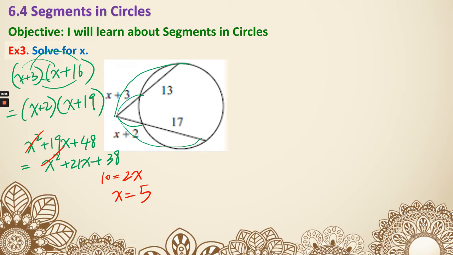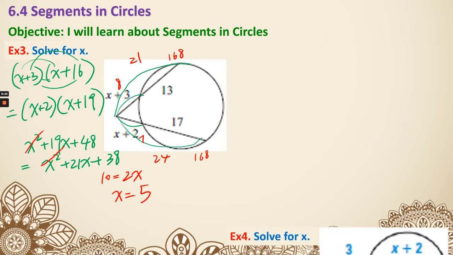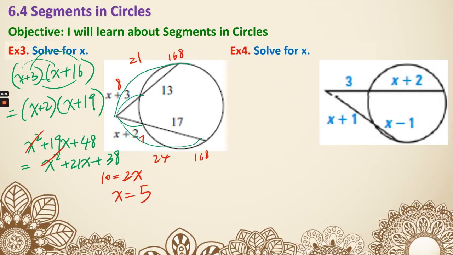You can always put it back in to check. When x equals 5, this part will be an 8, and the whole thing will be a 21, multiplied to be 168. 5 plus 2, this part is 7. The whole thing is 24. 7 times 24 is 168. So they actually do equal. That's example 3.